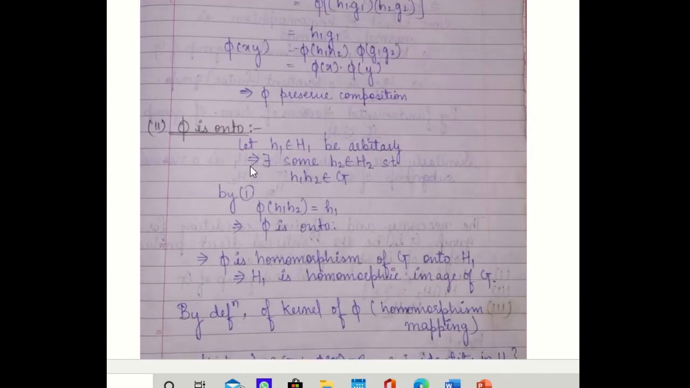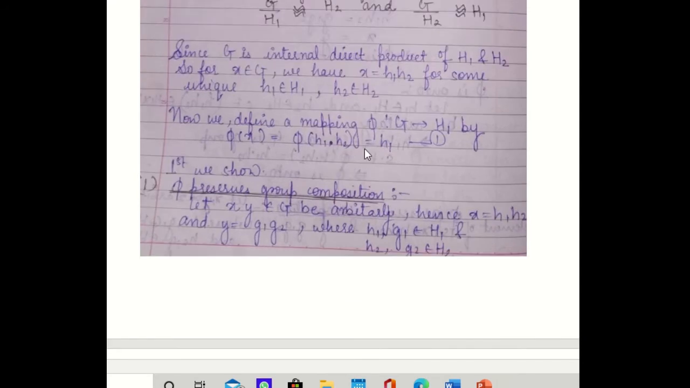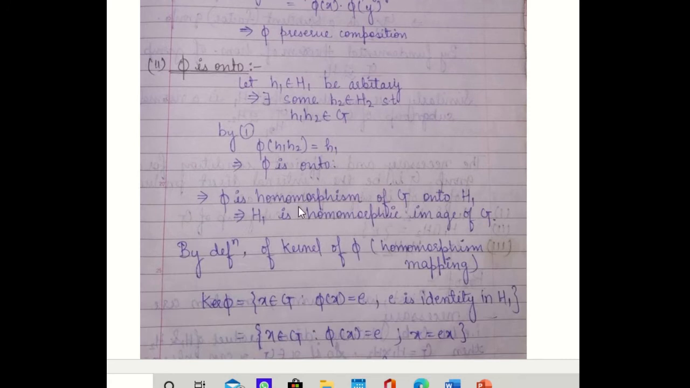Now we show phi is onto. For that, let h1 belonging to capital H1 be arbitrary. So this implies there exists some small h2 belonging to capital H2, such that h1 h2 belongs to G. By definition 1, we have phi of h1 h2 equal to h1. This is the definition of phi we have taken. Similarly, we get phi of h1 g1 into h2 g2 is equal to h1 g1. So phi is onto. So this implies phi is a homomorphism of G onto H1. So H1 is the homomorphic image of G.